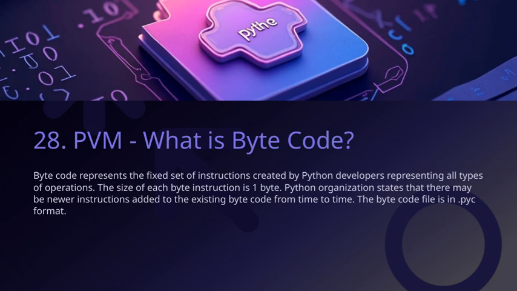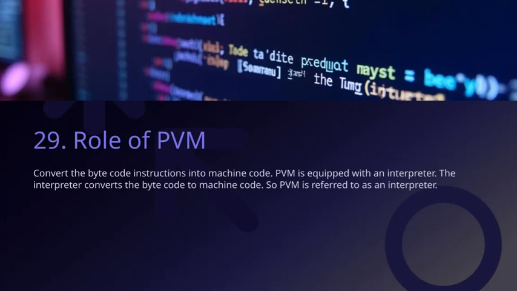When Python compiles your code, it stores this bytecode in a file with a .pyc extension. This file is what the Python virtual machine, or PVM, uses to run your program efficiently. So, understanding bytecode helps us see how Python translates our high-level code into a form that the computer can execute quickly and effectively. Now, let's delve into how the PVM handles bytecode instructions.